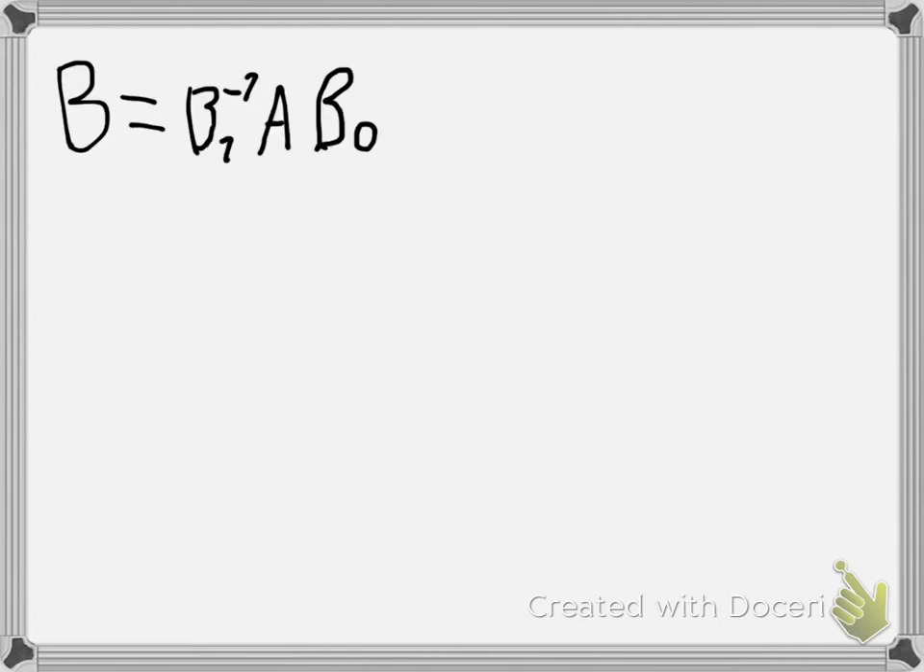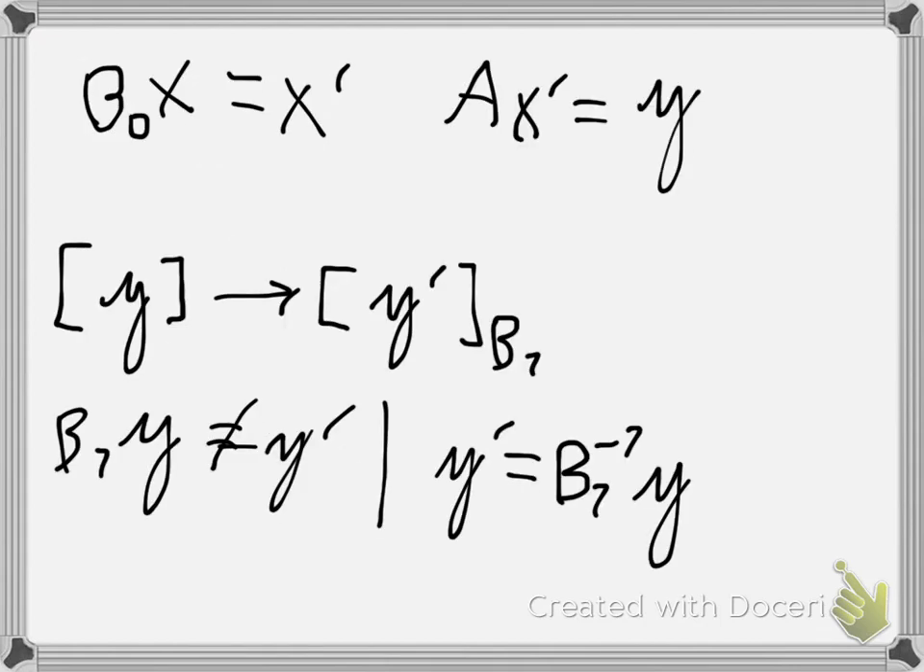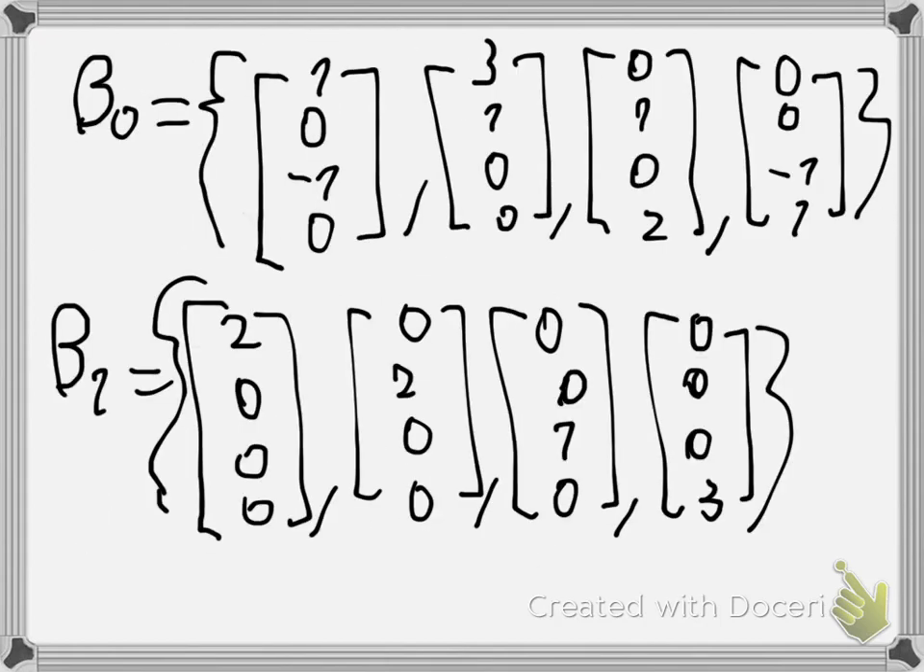To find B1 inverse, we need to find the inverse. B1 is given by 2 0 0 0, 0 2 0 0, 0 0 1 0, 0 0 0 3. Recall that's our new basis.